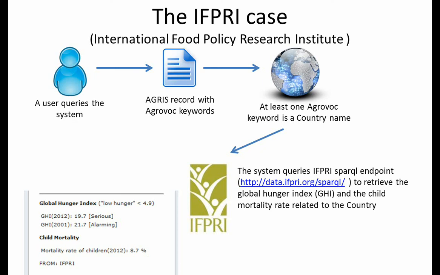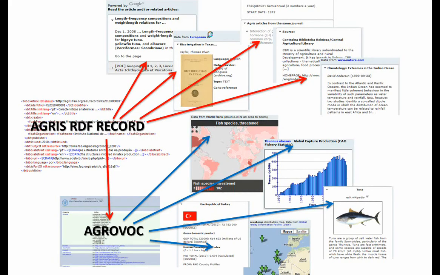In this way, we are able to query the IFPRI SPARQL endpoint using AgroVoc to retrieve the information that we need, and the application is able to build the box about the country with the information about the global hunger index and the child mortality rate. In the video you can now see how we use AgroVoc as a backbone of this process of interlinking Agris records to external sources of information.